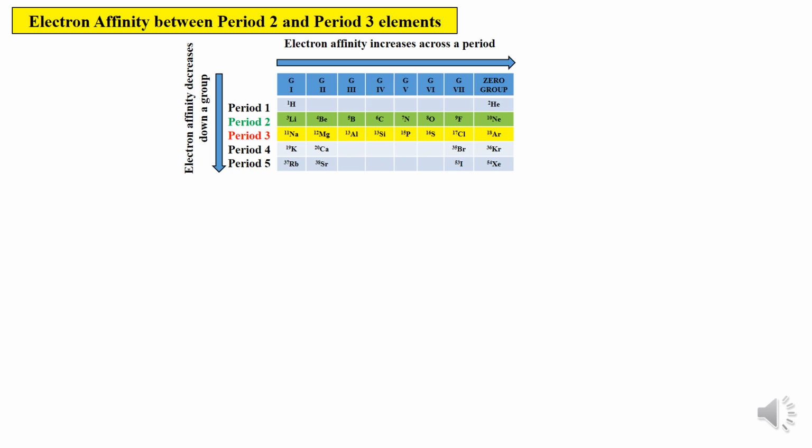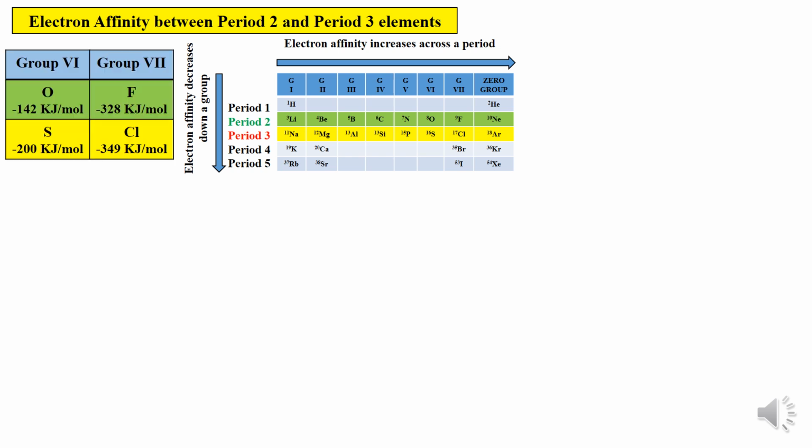But the electron affinity value of period 3 elements is more than the period 2 elements, specifically with respect to group 4, 5, 6 and 7. I am stressing on these groups, group 4, 5, 6 and 7. Remember, only the period 2 and period 3 elements show this exceptional behavior, only in case of group 4, 5, 6 and 7. So why is that?